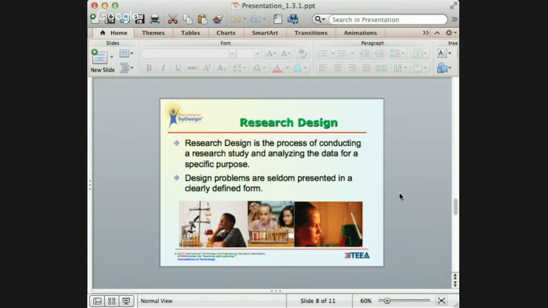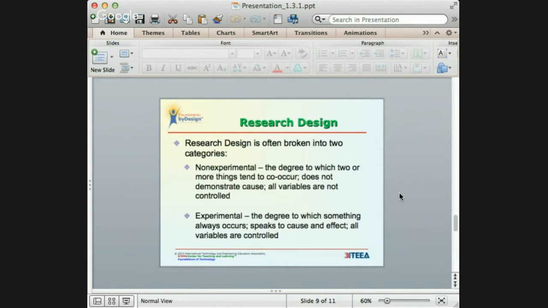Design problems are seldom presented in a clearly defined form. I'm going to repeat that. Design problems are seldom presented in a clearly defined form. Remember that. All right.